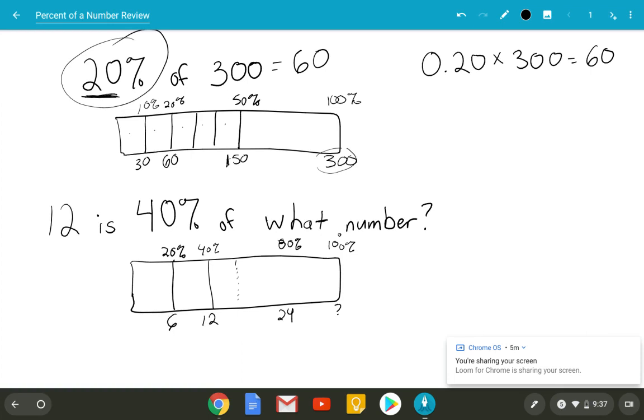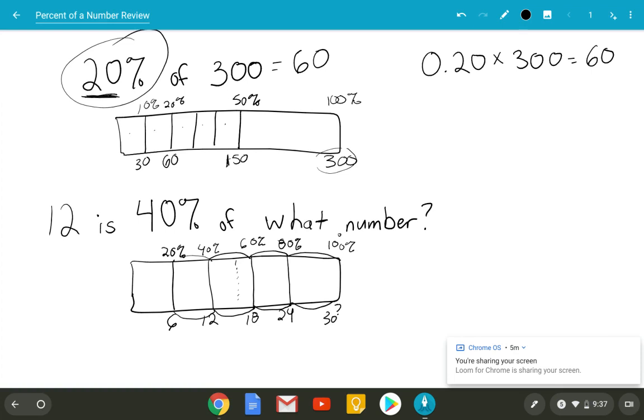So every time we add another 20%, so this would be 60%, we would add another 6. Add 20%, we would add 6. Add 20%, we would add another 6. So this one right here, 60%, would be 18. If we add another 20%, we would add 6, that'd be 24. Add another 20%, add another 6, that would be 30 again.